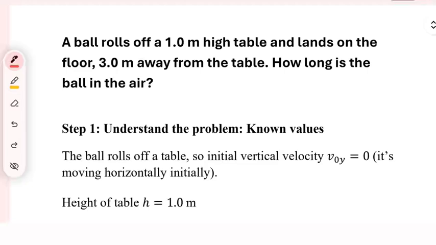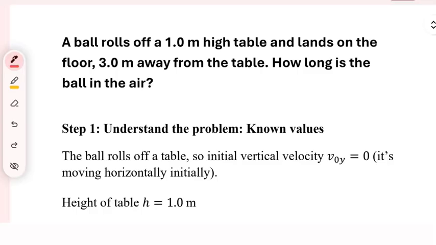So we have here a motion problem, and the problem states a ball rolls off a 1 meter high table and lands on the floor 3 meters away from the table. So how long is the ball in the air?